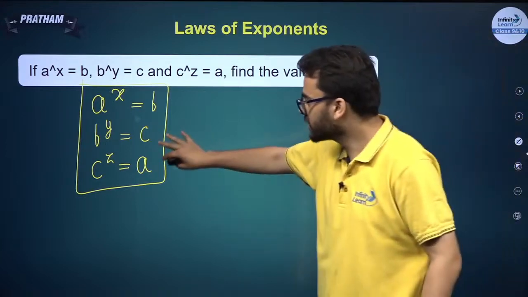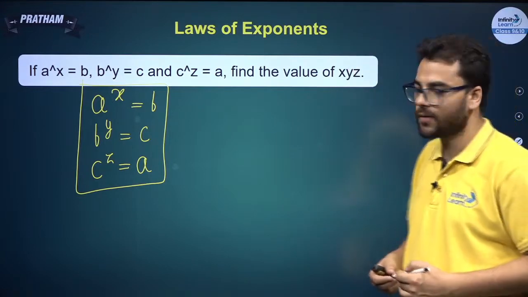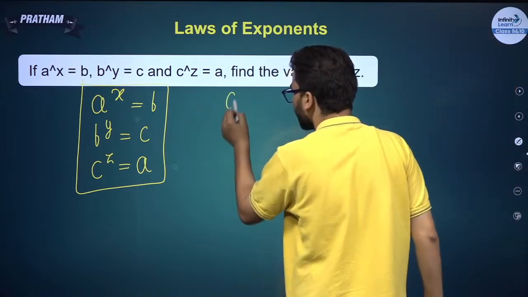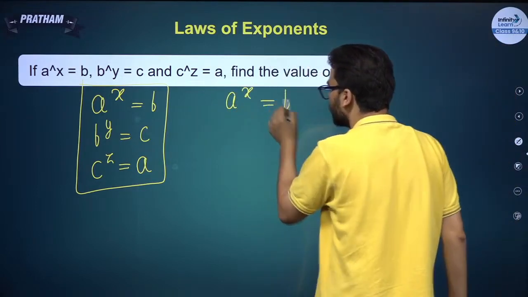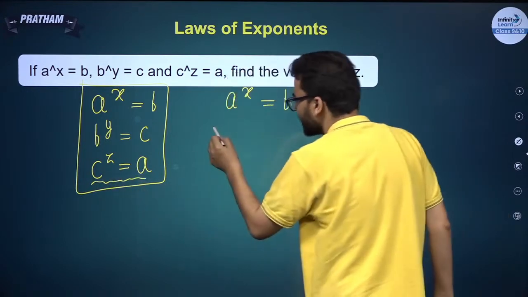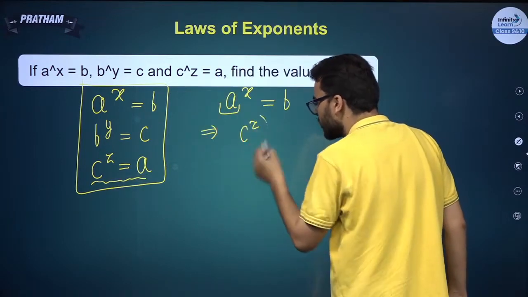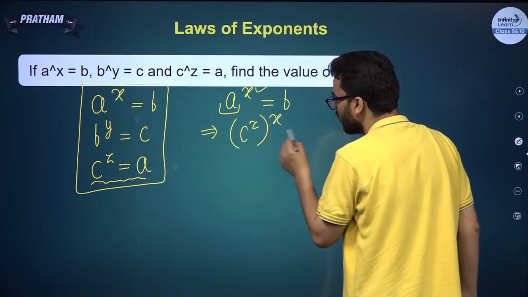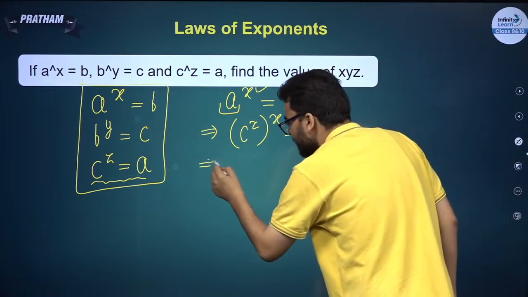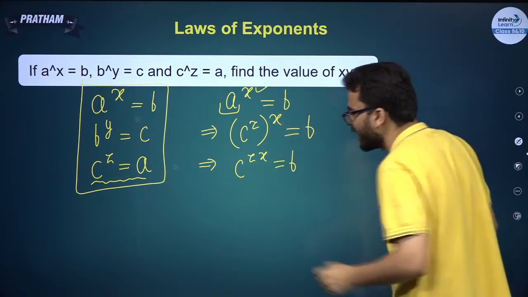Over here you can do this question in 3 possible ways. Basically, if I take the very first relation, a raised to the power x is equal to b. Now what is a? In place of a, can I write c raised to the power z? So the whole raised to the power x will automatically be there. So this is nothing but c raised to the power zx, yes or no? Because power of power, it will be multiplied.